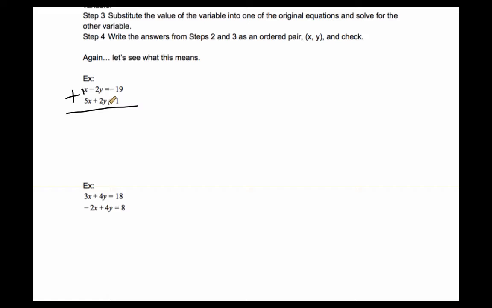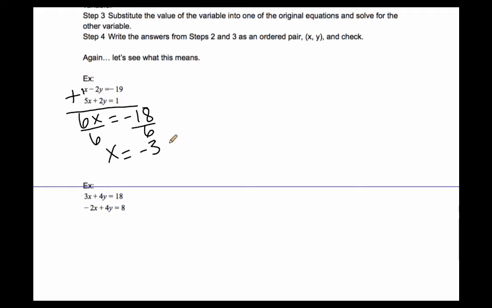So I'm going to add these equations to each other, adding each column. What is x plus 5x? 6x. Negative 2y plus 2y is 0, so I'm not going to put anything there because I don't need to. And negative 19 plus 1 is negative 18. Now I need to solve for x. Notice that there's no y anymore. So I'm going to divide by 6 on both sides. So x equals negative 3.